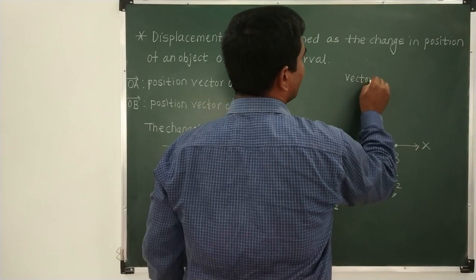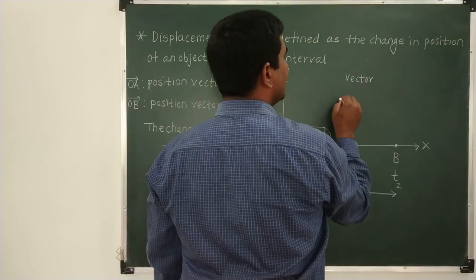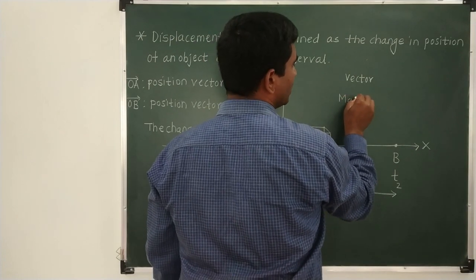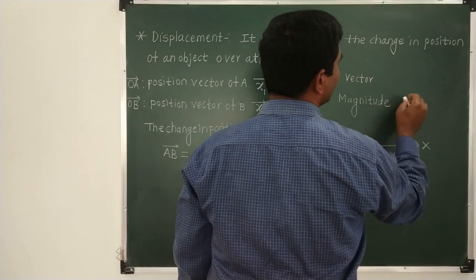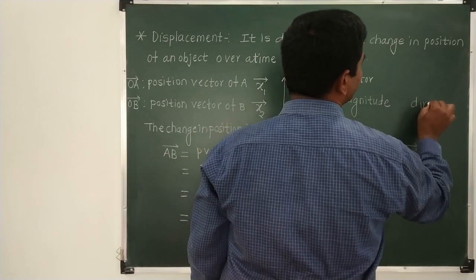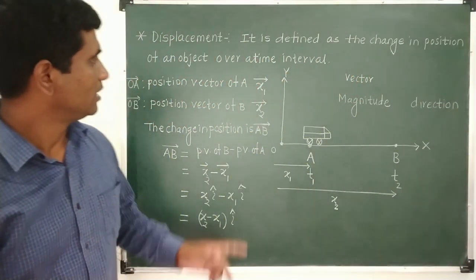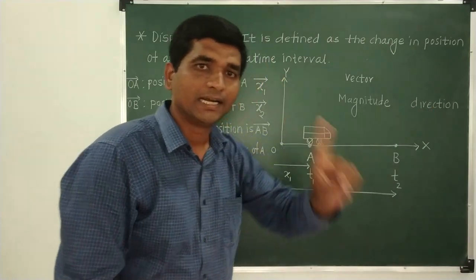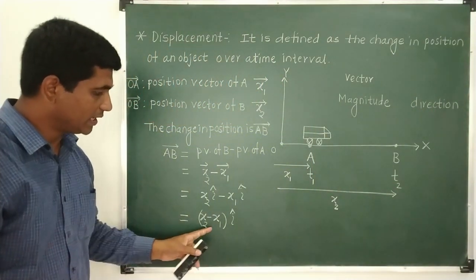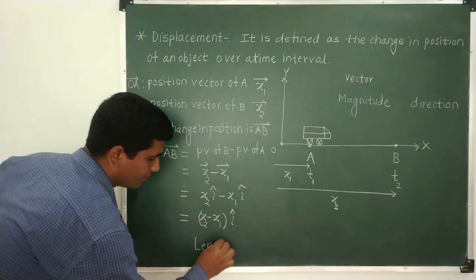Displacement is a vector quantity, and being a vector quantity, it has magnitude as well as direction. So you have to consider that displacement is a vector quantity. It has a magnitude as well as direction. It has dimensions of length.